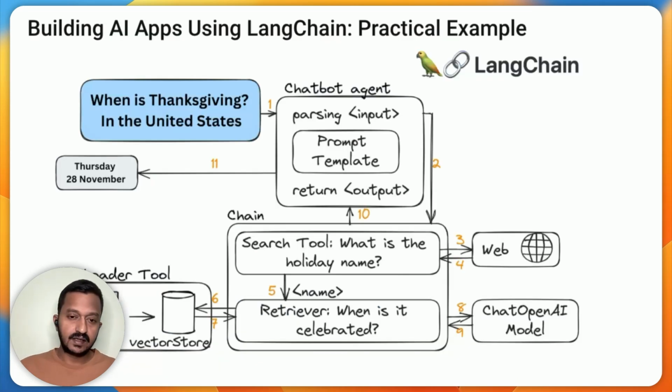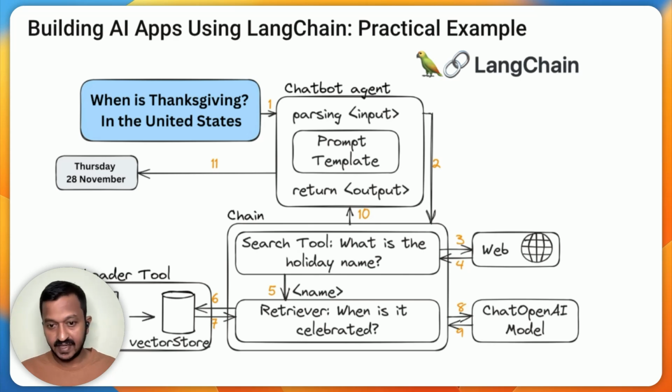And then let's take a simple example, right? Building AI apps using LangChain. A practical example is here. If you ask this whole system, right? When is Thanksgiving in the United States? So the query goes through the chatbot agent, and the chatbot agent basically has two parts, that is parsing and the prompt template. And then here the prompt template will decide how to handle this query, and it basically divides the query into two parts.